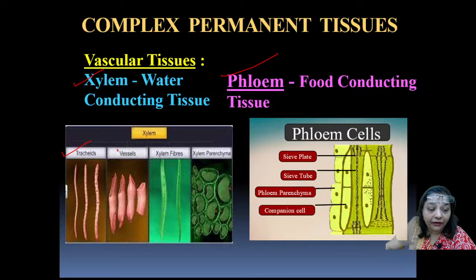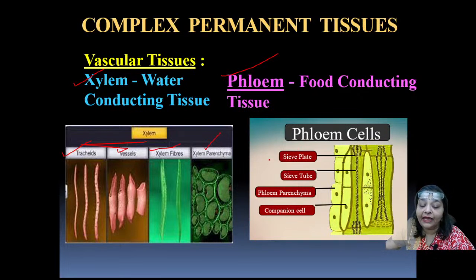So how many types of cells is the tissue made up of? 1, 2, 3 and 4 types. So the xylem tracheids, the xylem vessels, the xylem fibers and the xylem parenchyma together form the xylem tissue. Okay, whereas you can see here the phloem cells are actually made up of 4 different types of tissues.